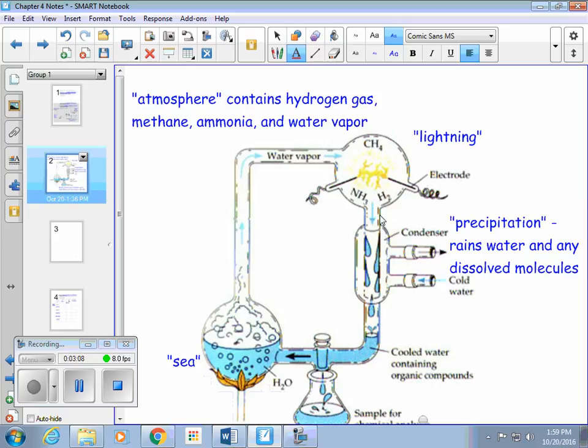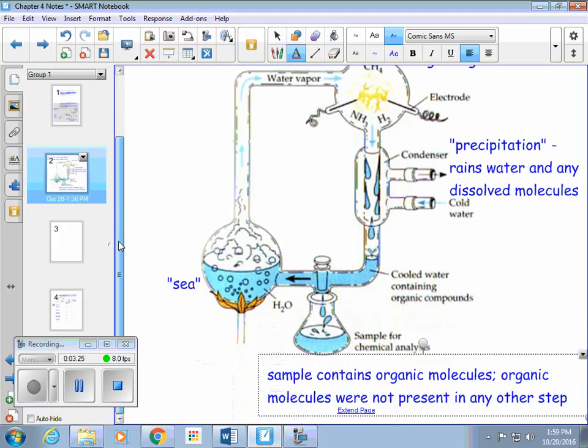After this chamber, he then cooled all of the materials that were in the atmosphere, and then we had some condensation. So this represents rain. So it's water, but also combined with any dissolved molecules that are in there. Now at the bottom of his setup, he had this little collecting flask, and in here he collected what looked like water. When he set it up, and you can't tell from here, it looked really cloudy. And he would test those samples every so often, and what we found is that there were actually organic molecules in there. So they were very early forms of organic molecules.